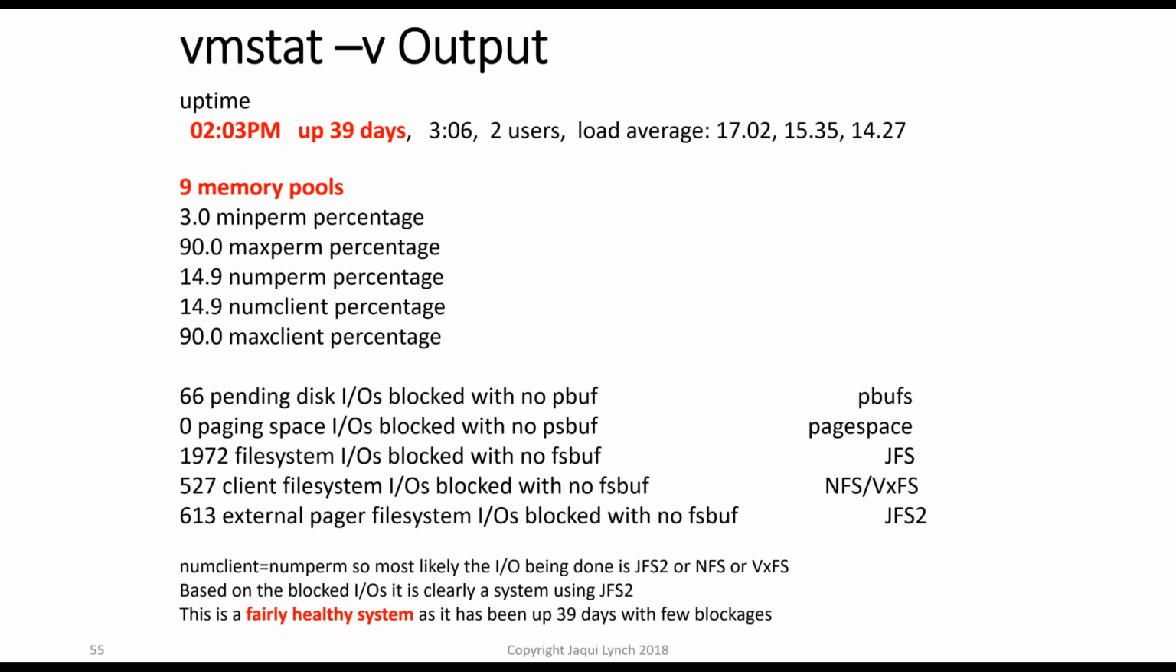So this is a healthy system. It's been up 39 days. There's not a lot of blockages, so I'm not worried. And by the way, it is not uncommon on a system that has no JFS file systems, they're all JFS2 or raw, to see anywhere between 1400 and about 2048 file system IOs blocked for the JFS. I have no idea why, but I see it on every system, and it never changes. So I don't worry about it.